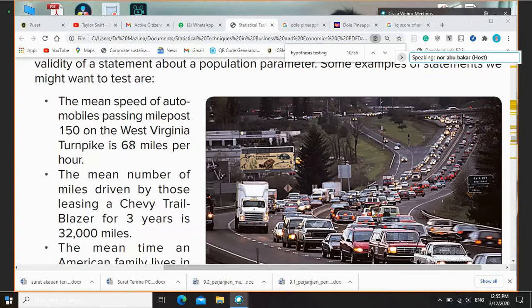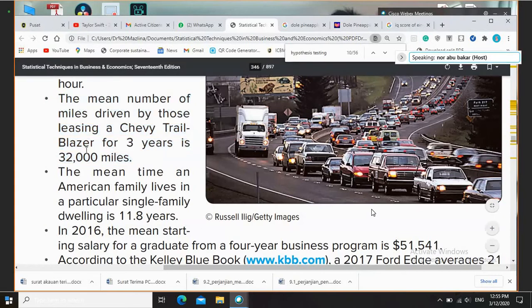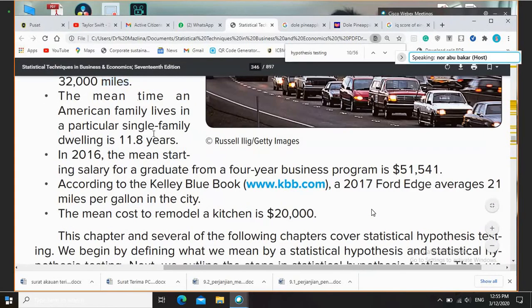Jadi maybe you make an assumption of the mean speed of cars passing jambatan drawbridge. Okay, berapa? Okay, yang ni mean number of miles driven by those leasing. Okay, mungkin mean number of miles driven by my V owner for 3 years. Berapa ribu? Okay, berapa ribu kilometer. Yang ni dalam miles lah. Okay, and other than that, the mean time an American family lives in a particular single family dwelling is 11.8 years. Jadi, kita boleh buat satu statement dan kita akan test sama ada penyataan tu benar ataupun tidak.